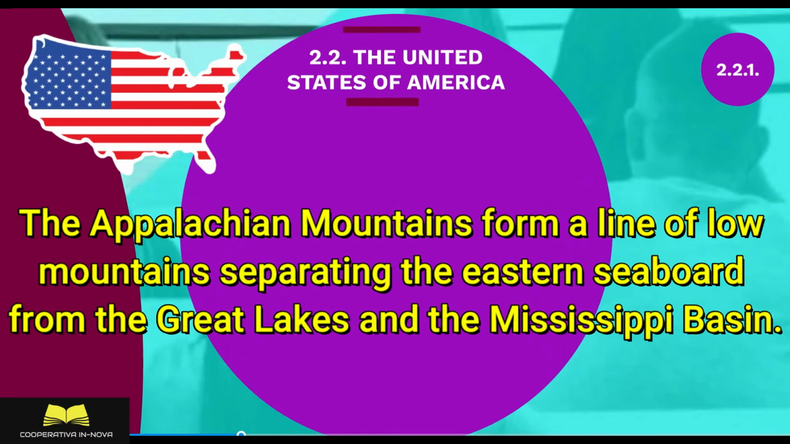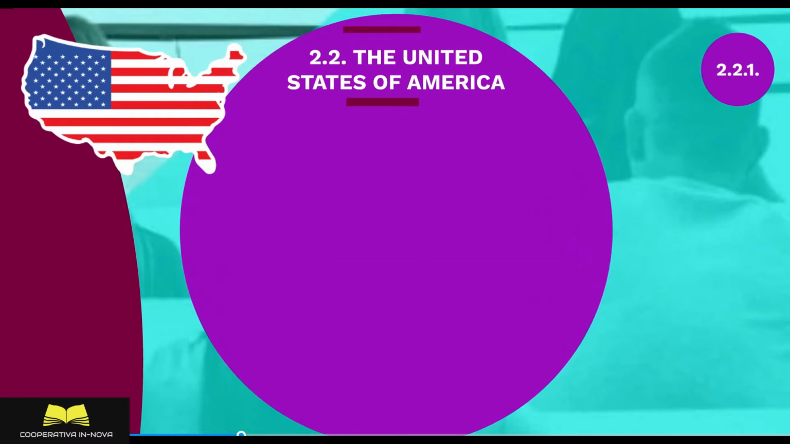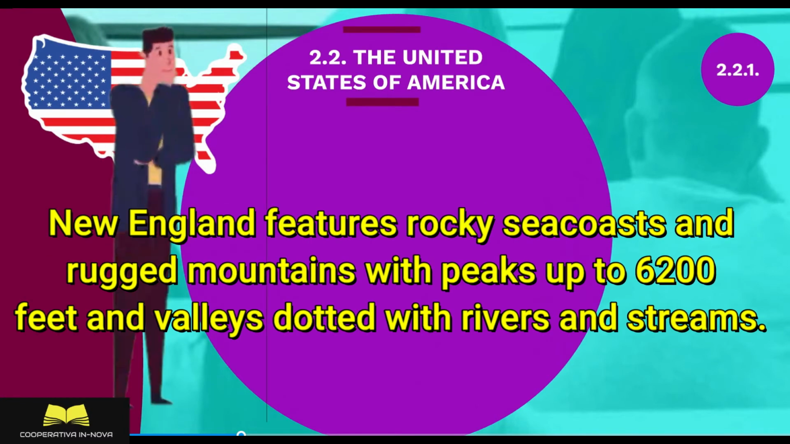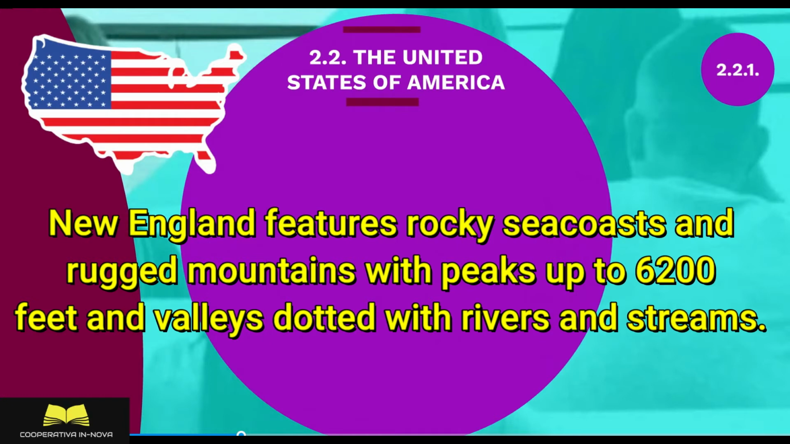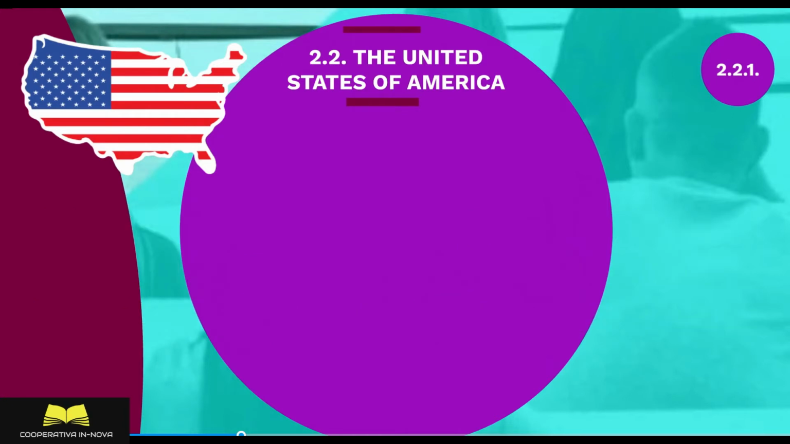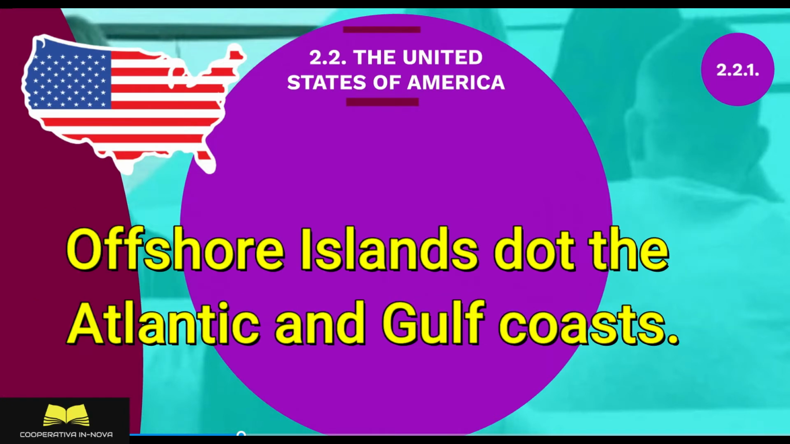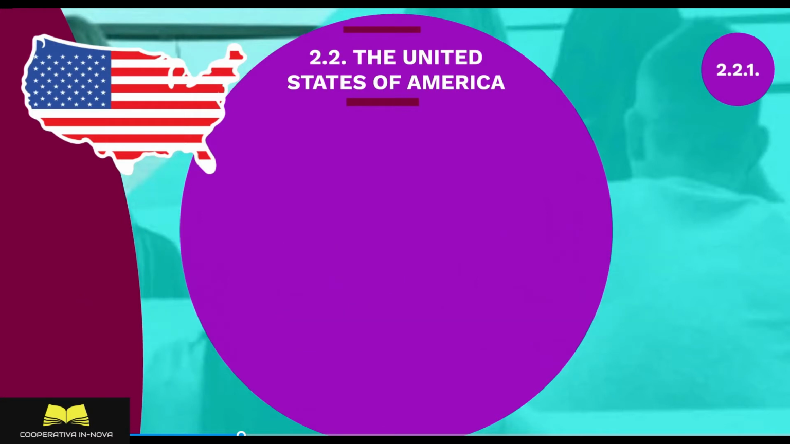The Appalachian Mountains form a line of low mountains separating the eastern seaboard from the Great Lakes and the Mississippi Basin. New England features rocky seacoasts and rugged mountains with peaks up to 6,200 feet and valleys dotted with rivers and streams. Offshore islands dot the Atlantic and Gulf coasts.